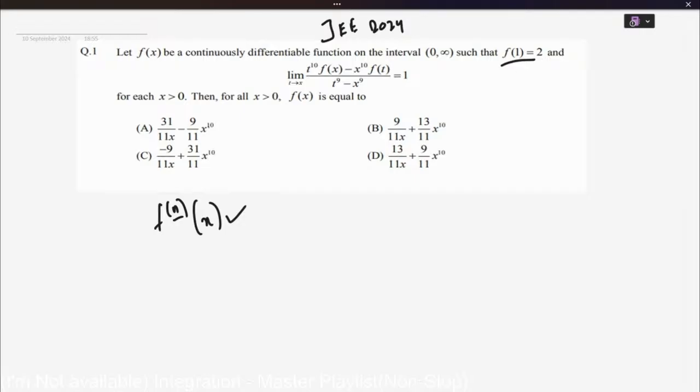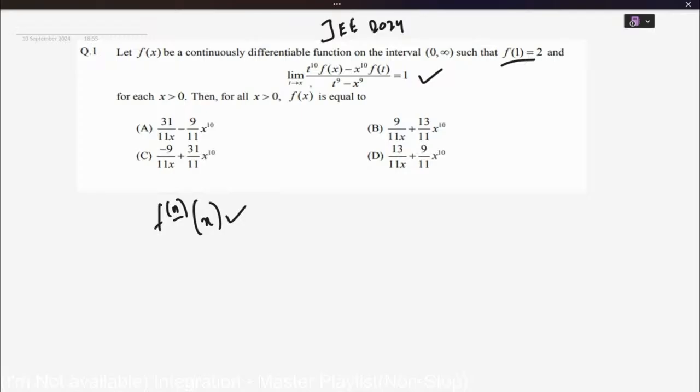And we are given that for each x greater than 0, this equation holds. So this is an equation involving limits and the function f of x and some polynomials, t to the power n and x to the power n, x to the power 10, and we have to find f of x for all x greater than 0.